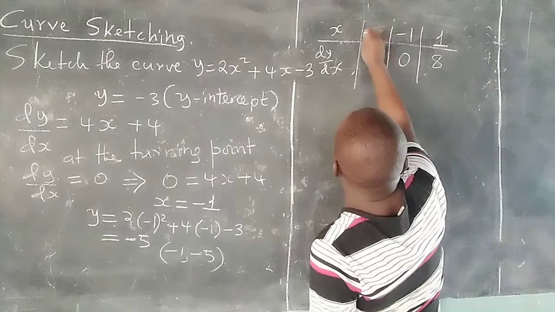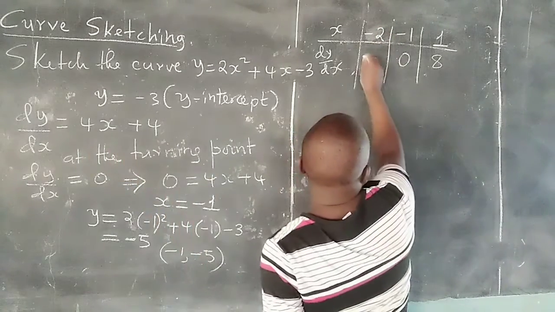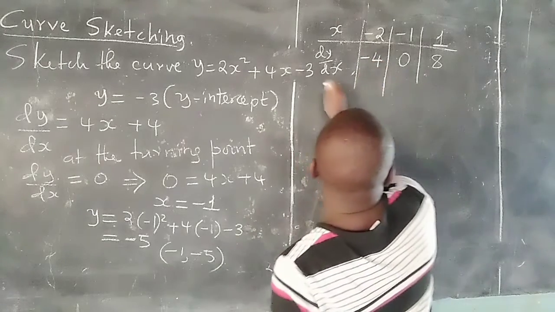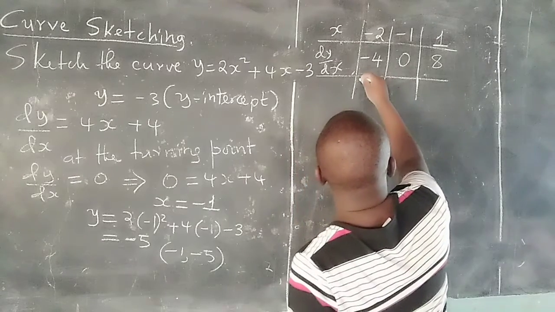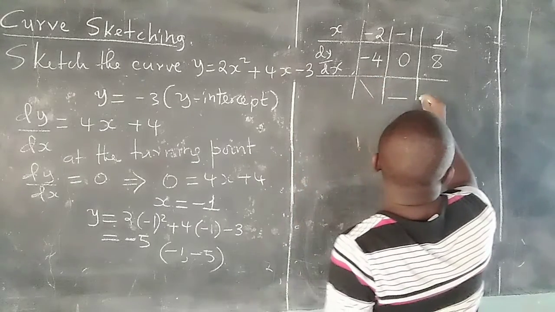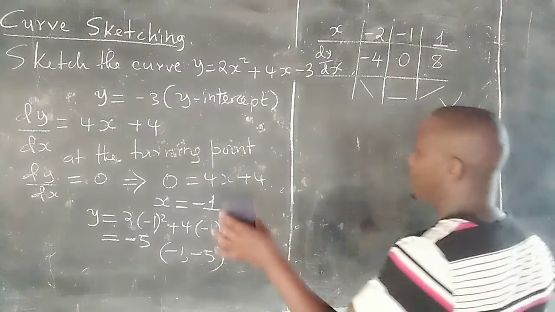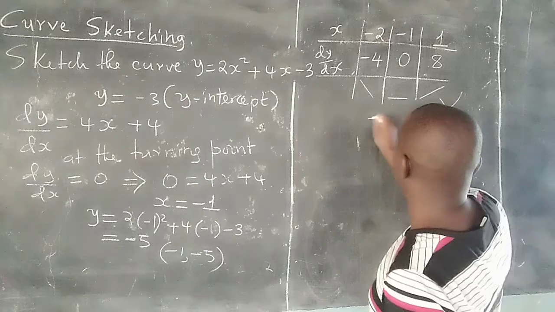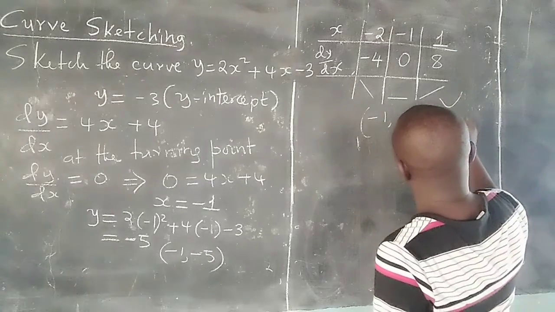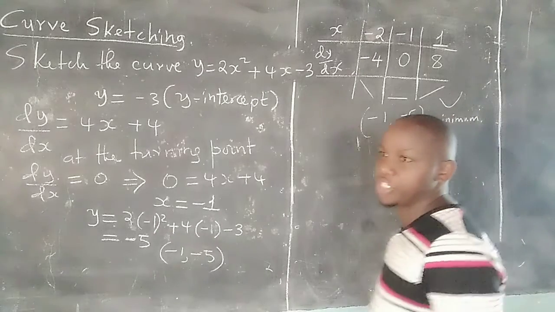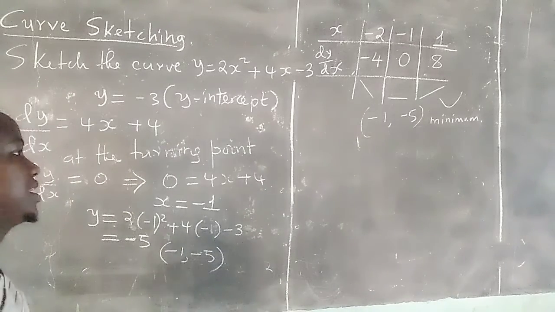So before negative 1, we can have something like negative 2. So this should be negative 8 plus 4, which is negative 4. Therefore, the gradient is changing from negative through 0 to positive. So the behavior of this turning point is like this. We can say point negative 1, negative 5 is a minimum point.